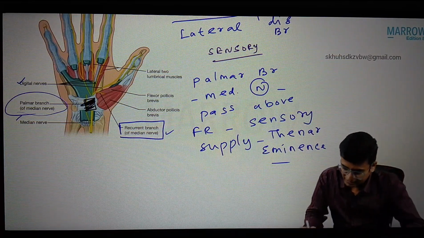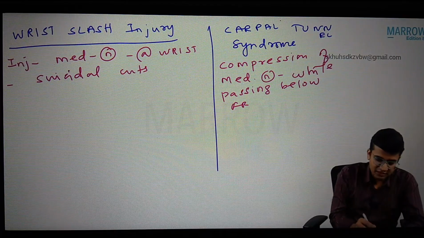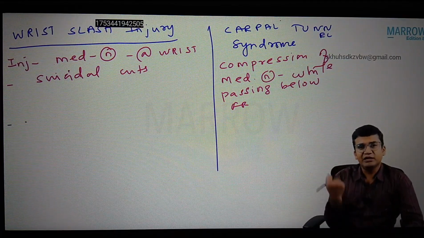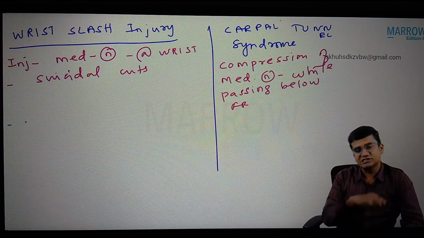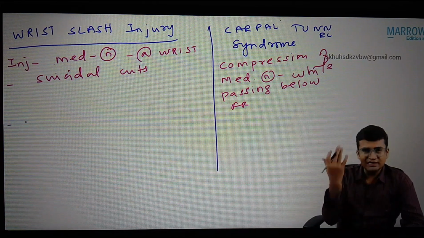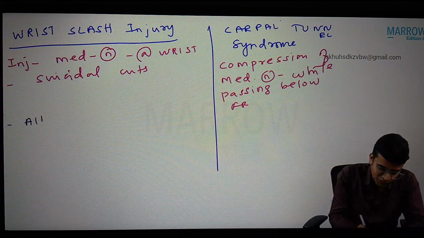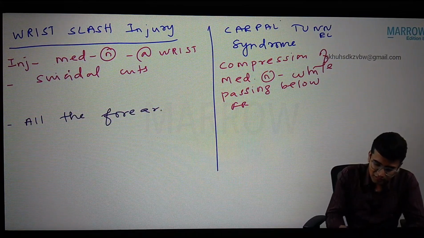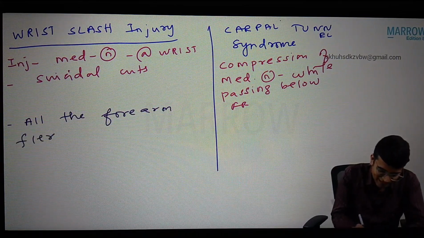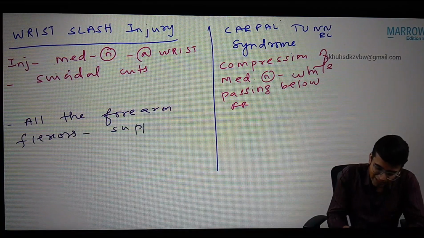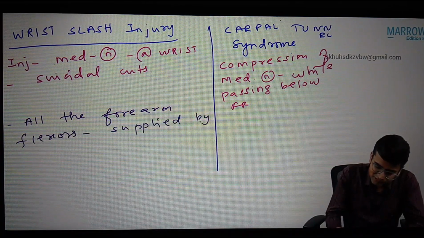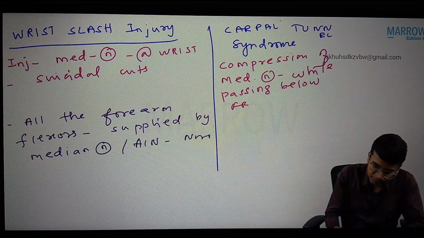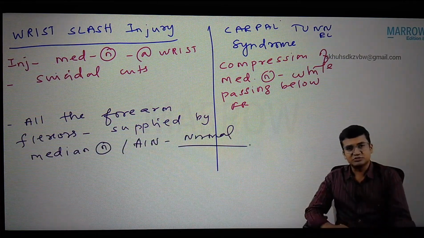Okay, right. Next. Now, all the forearm flexors supplied by median nerve and the anterior interosseous nerve, they are normal. Why? They get the nerve supply proximally. So all the forearm flexors which are supplied by median nerve and anterior interosseous nerve will be normal. Same for the carpal tunnel syndrome.